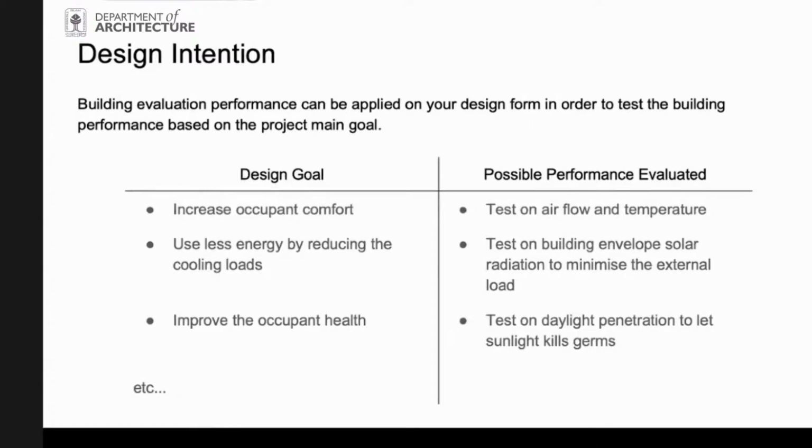Another example is that we want our building to use less energy by reducing the cooling load. In Indonesia, the main source of energy use comes from the cooling load. So we can test, for example, as simply as the building envelope, how the solar radiation penetrates the building envelope. By minimizing that solar radiation on the building envelope, we can minimize the external load and further reduce the energy use or energy consumption.